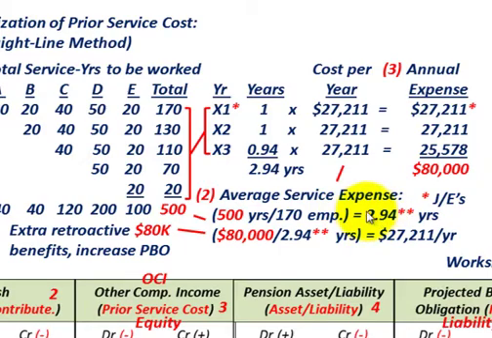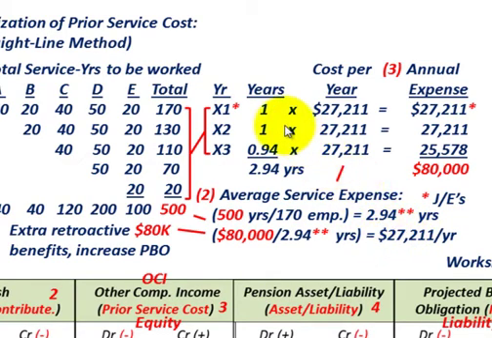So I'm just showing it here. First, we had to calculate the average number of years that each of the employees would have worked here, and then we take whatever benefit they were given. In this case, it was 80,000 divided by the average number of service years each would have worked. That gave us our average service expense.